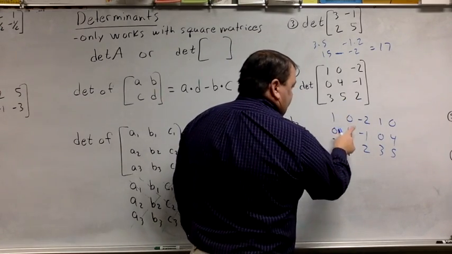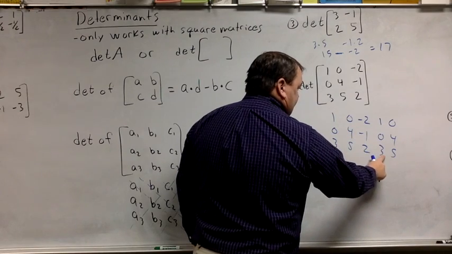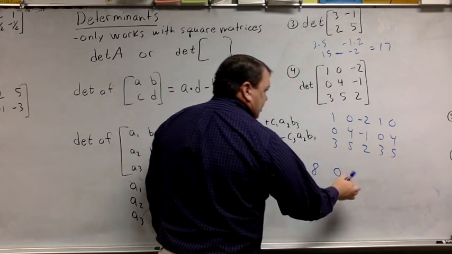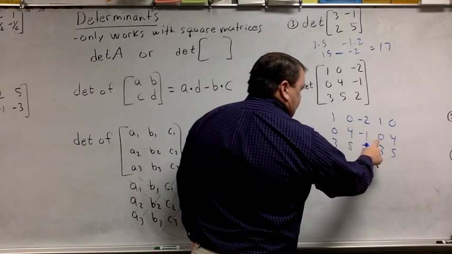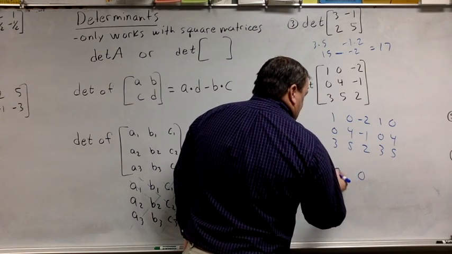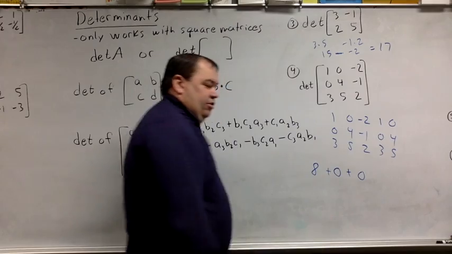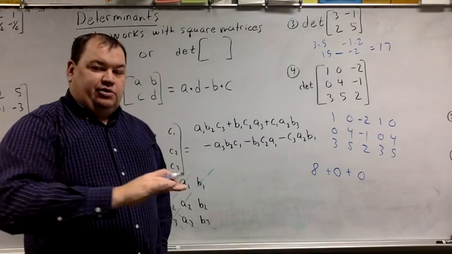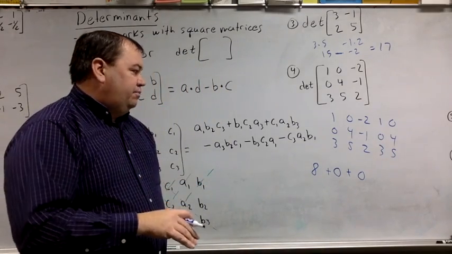Then I'm going to multiply the next one, 0, negative 1, and 3. And the last one, negative 2, 0, and 5. And I'm going to add those three. They are the forward angles. I'm going to add them.